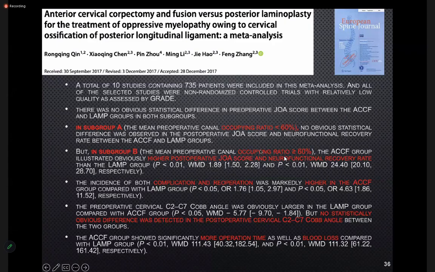In group B, the patients had an occupying ratio greater than 60%. The ACCF had a higher postoperative JOA score and recovery rate than laminoplasty. But the complication and reoperation rates of ACCF are higher than the laminoplasty group. And for the C2 to C7 Cobb angle, there's no difference between laminoplasty and ACCF, but ACCF had more operating time and more blood loss.